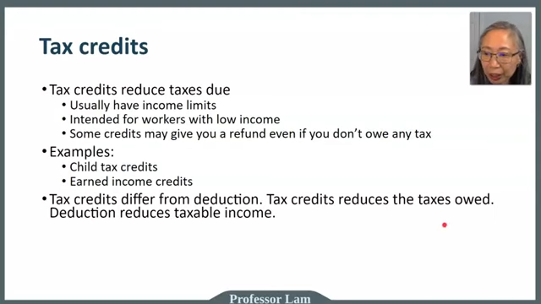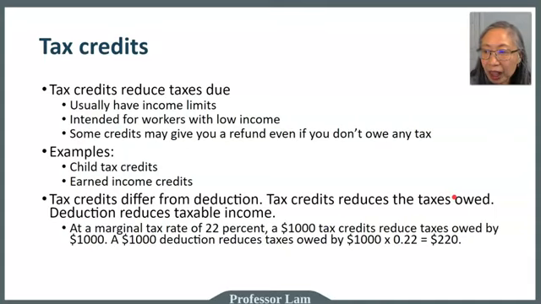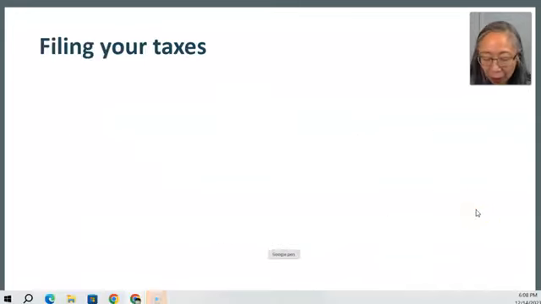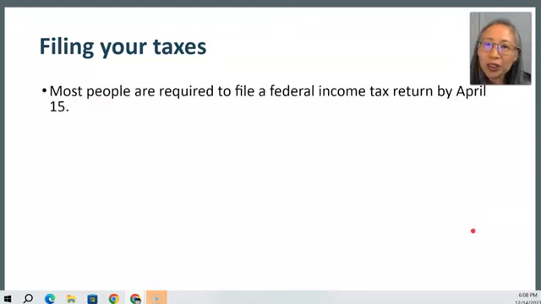So let's take a look at our example that we saw. When you have a marginal tax rate of 22%, a $1,000 tax credit will reduce your tax by $1,000, because that's just a simple tax credit. Whereas a deduction will reduce your taxable income by $1,000, but you pay 22% on your taxable income. So a deduction will only reduce your tax liability by $220, whereas a tax credit will reduce your tax liability by $1,000.